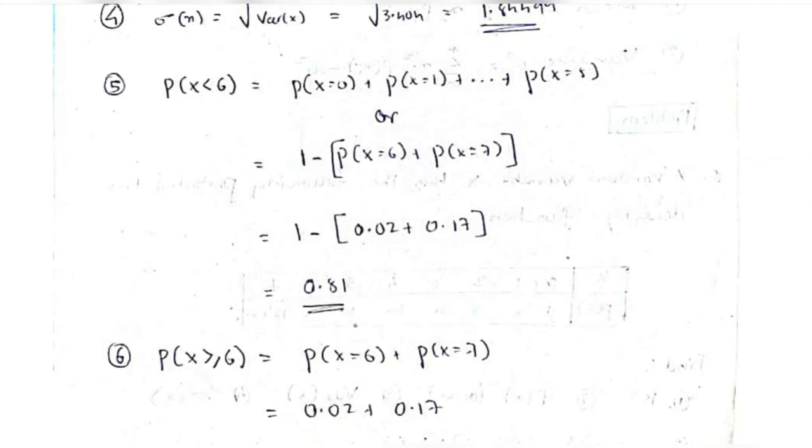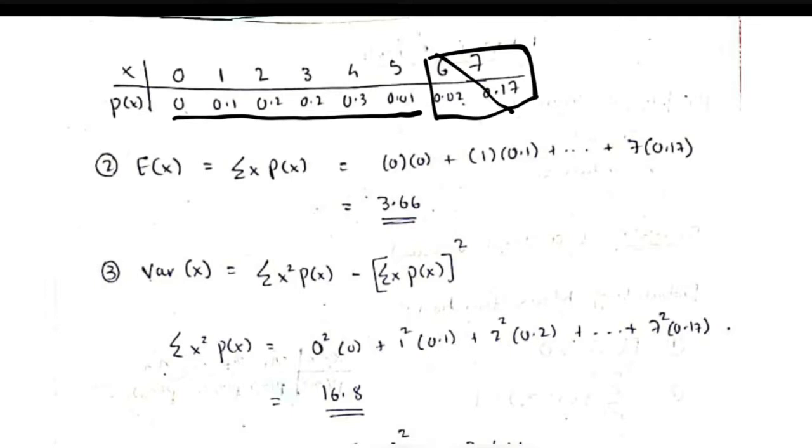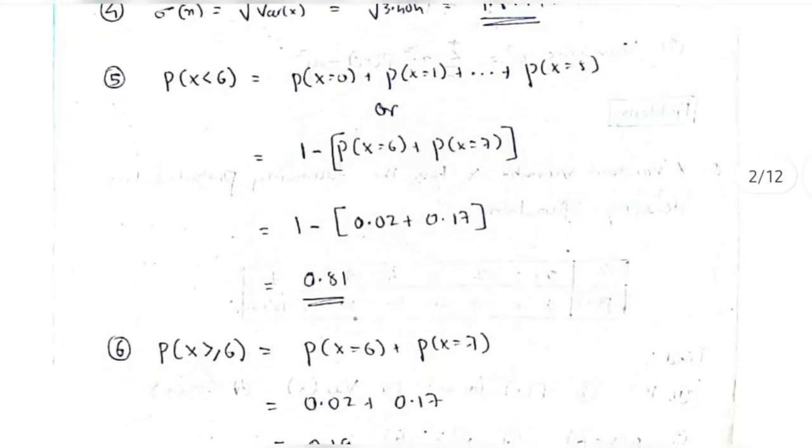1 minus, see, the total sum is 1, right? The total sum is 1. We have to find out these probabilities. Subtract these two probabilities from 1, and you'll get the answer that way also. So both ways you can use.